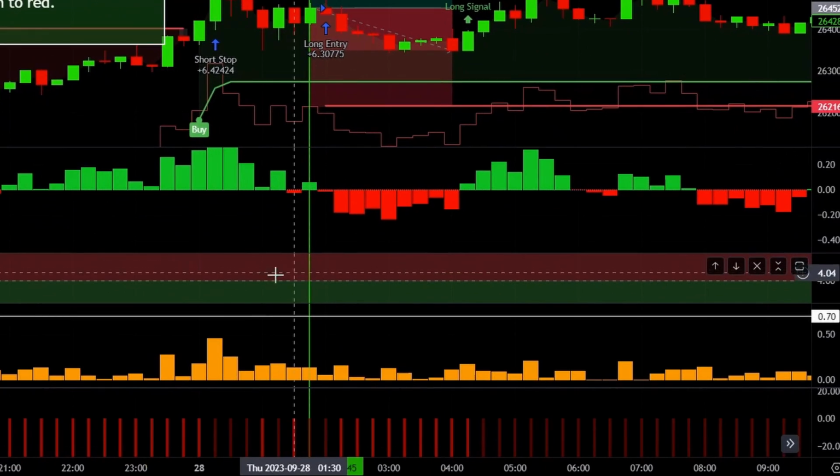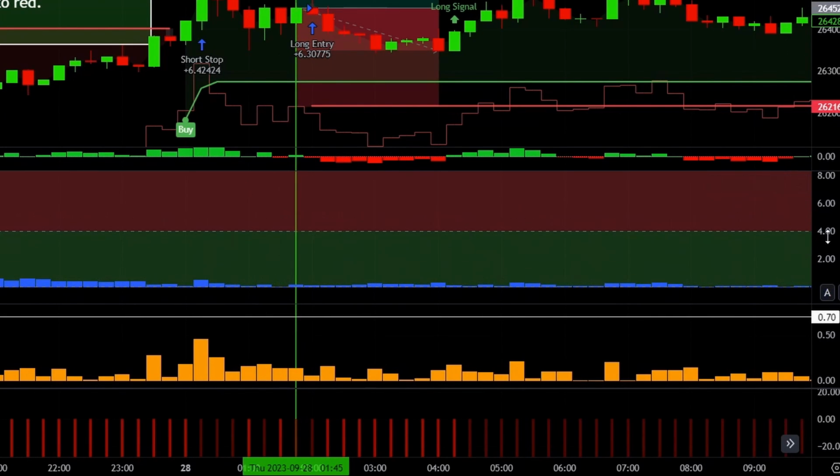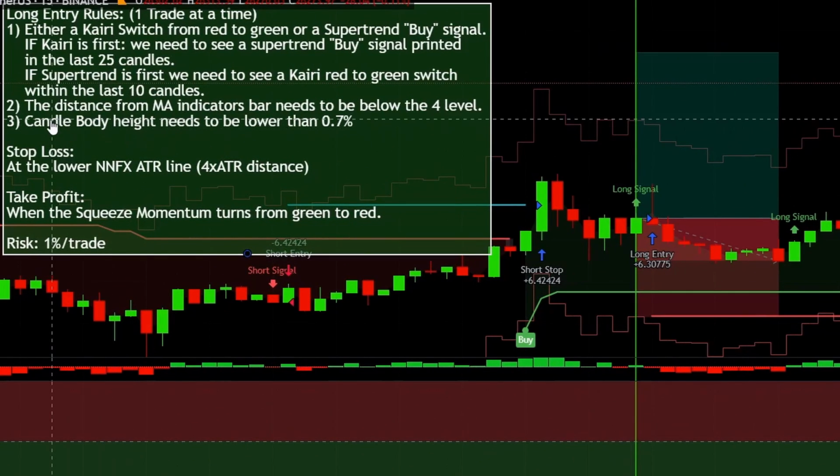So the distance from MA indicator is this one. And here you can see those bars that I was talking about. And here is the 4 level. As you can see, these bars are well below the 4 level. So we can move on to the third condition.